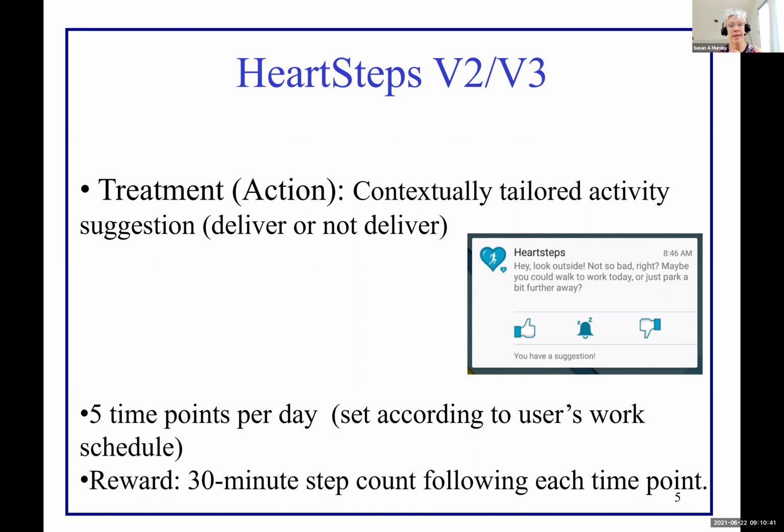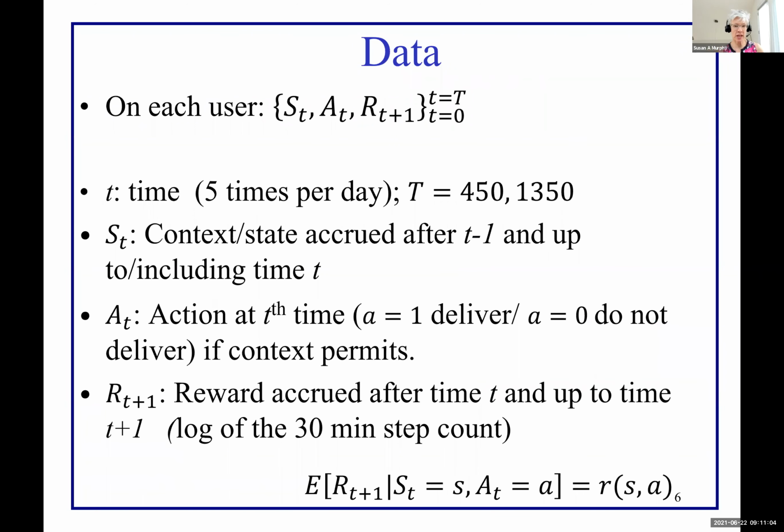The reward, that is the outcome, is the 30-minute step count following each of these 5 time points. And the reason why it's over such a short period of time is because these activity suggestions are highly tailored to the context the individual is in at that moment in time. And they're intended to be used at that moment.